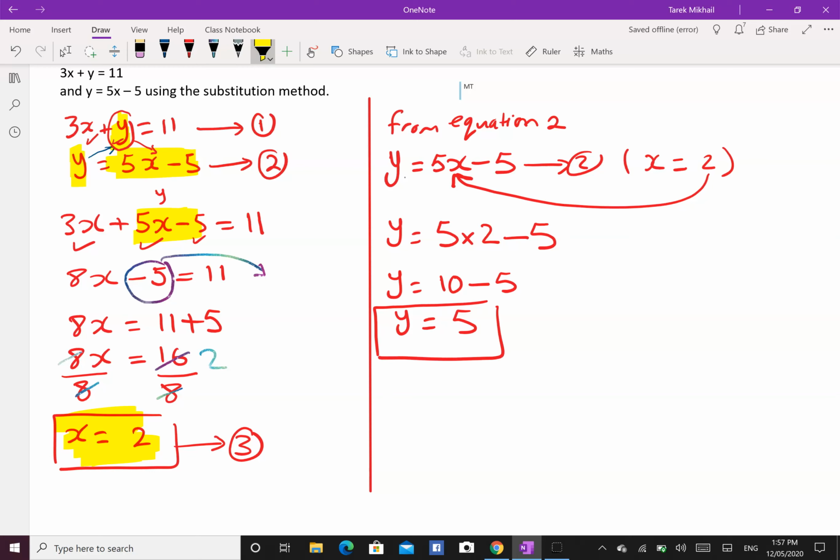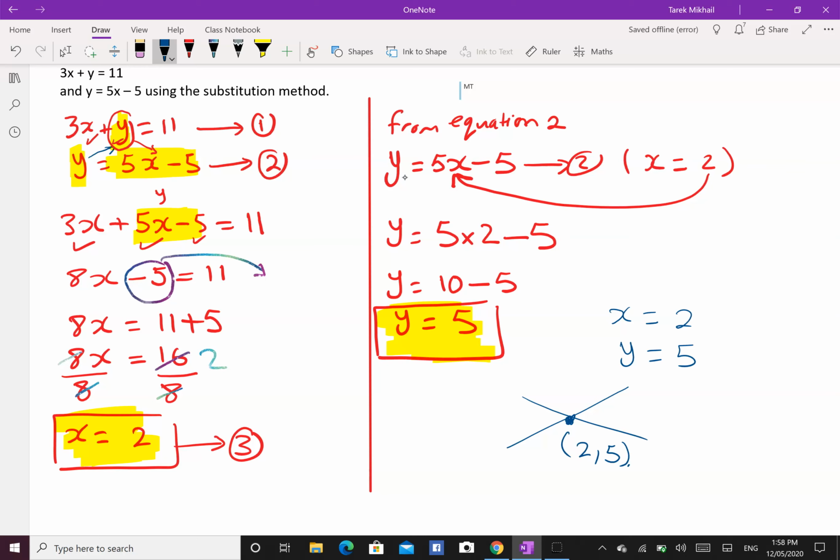So the solution of this simultaneous equation is x equals 2 and y equals 5. That means the two lines of those two equations intersect at a point, the point (2, 5). And this is the solution of the simultaneous equations.